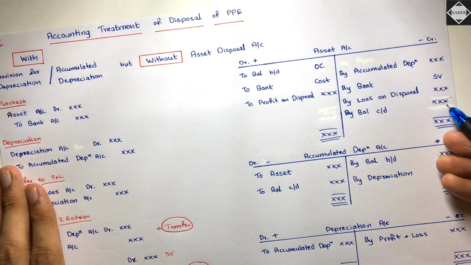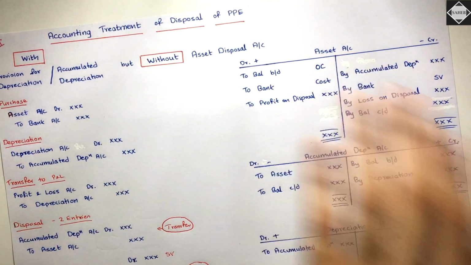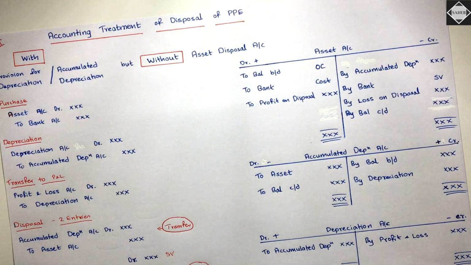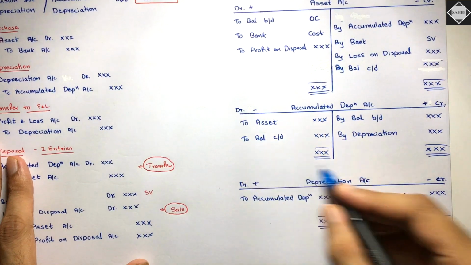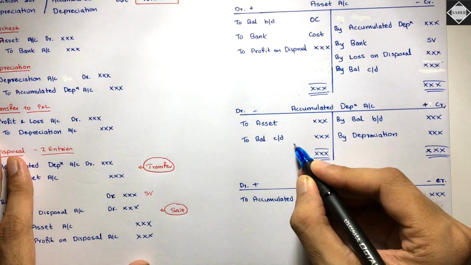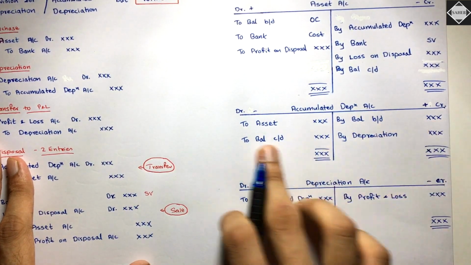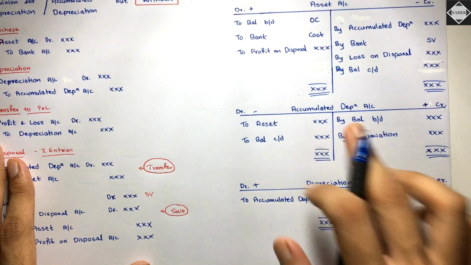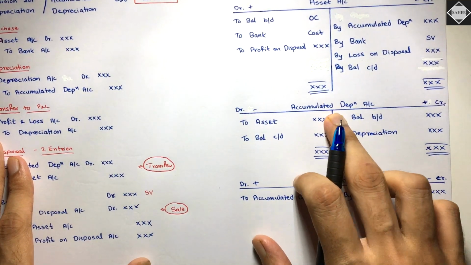And the closing balance. Okay, right. So this will be very simple once we solve the problem. Here it's just a format basis, just to give you an overview. So accumulated depreciation also you understood. Opening balance, closing balance. Opening balance on the credit side, closing balance on the debit side, because this accumulated depreciation account has a credit balance.